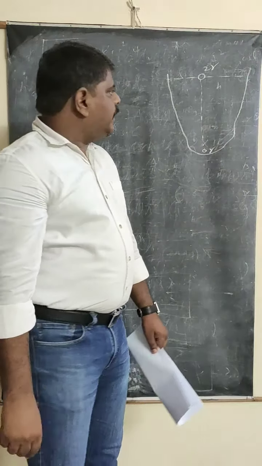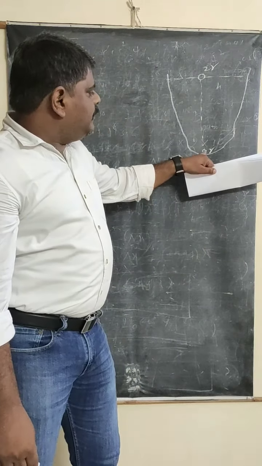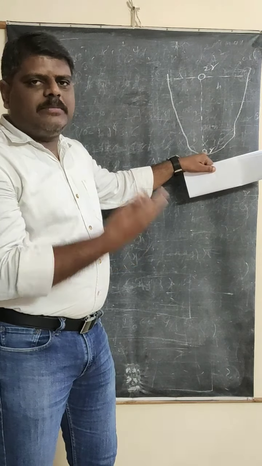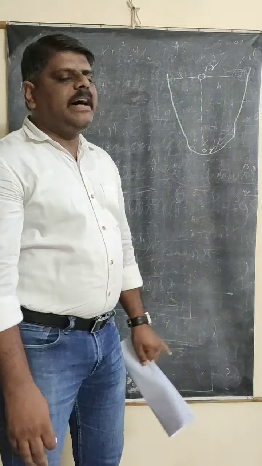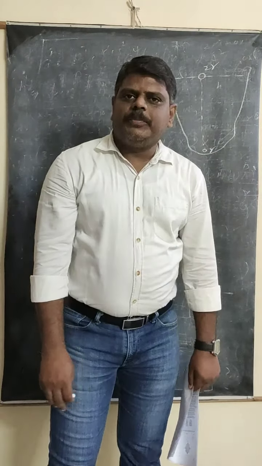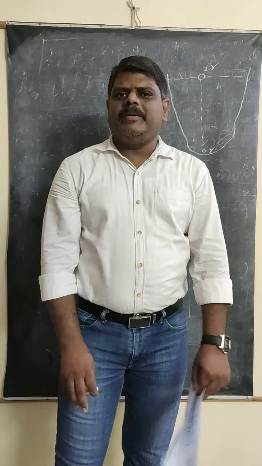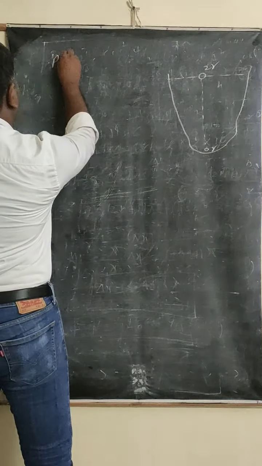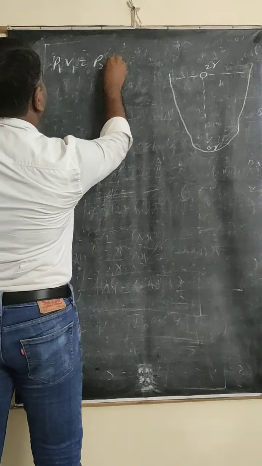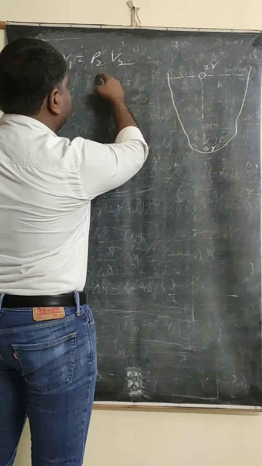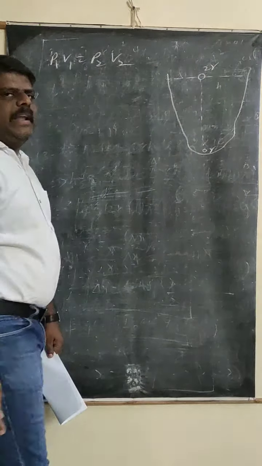Okay, what happens here? Here there are two pressures: the pressure due to the water level and the atmospheric pressure. But here only the atmospheric pressure is there. So according to Boyle's law, since the temperature remains constant, P1 V1 equals P2 V2. P1 V1 you can consider at the bottom of the lake, P2 V2 at the top of the lake.